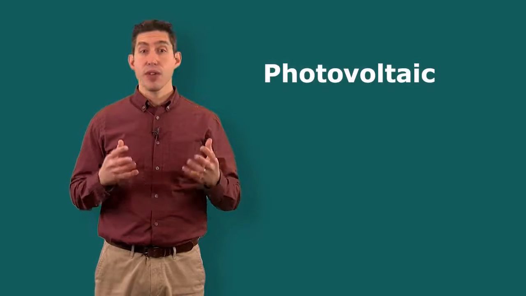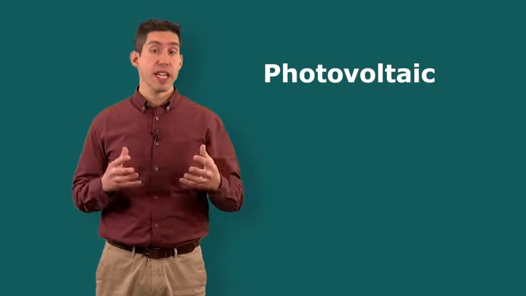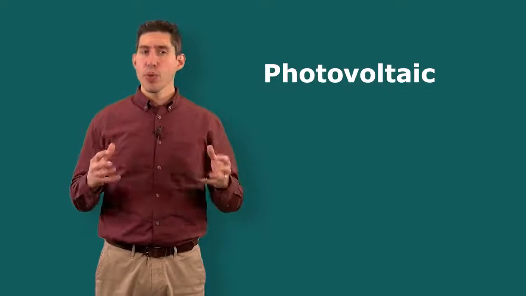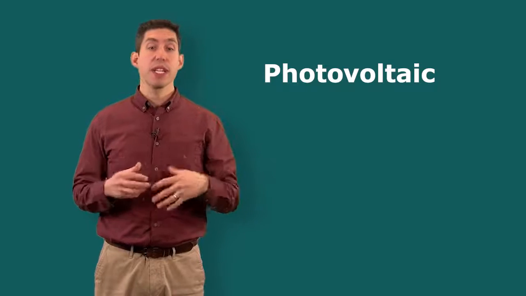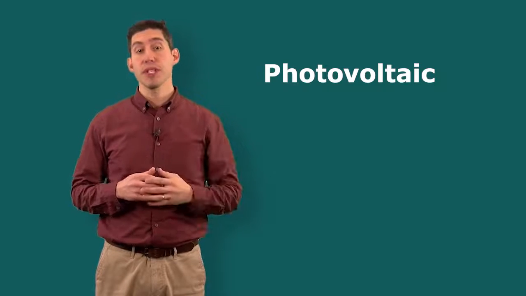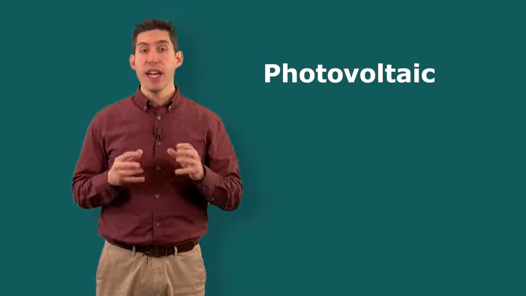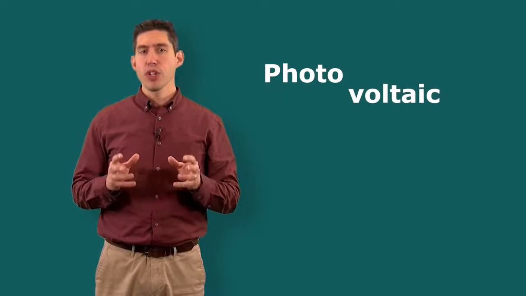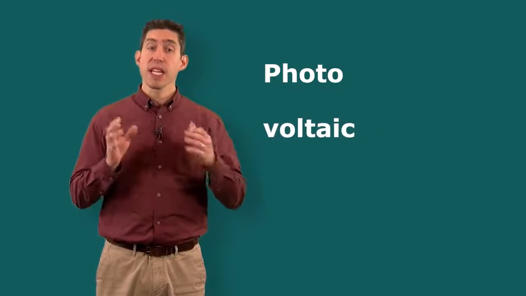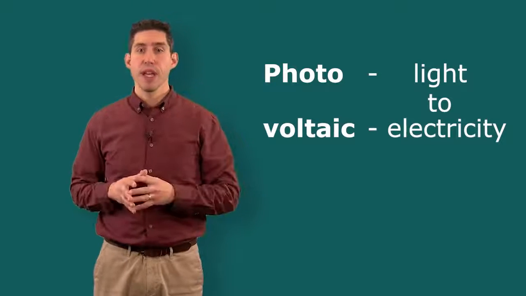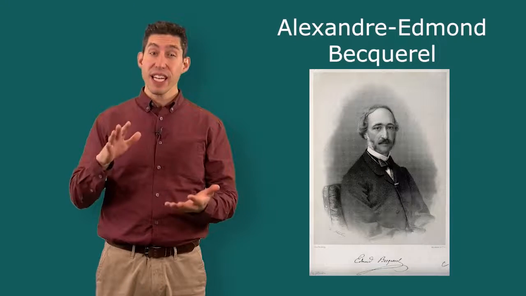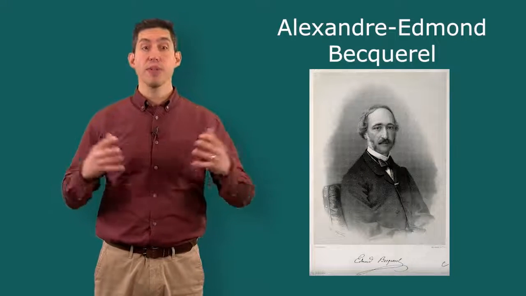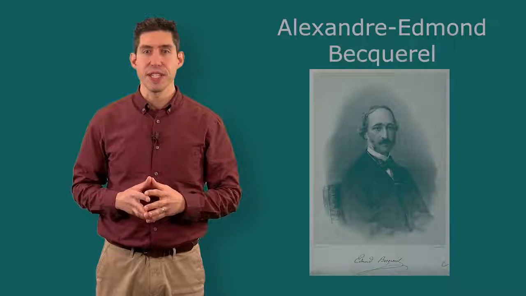Photovoltaics are the tool we're going to use to convert sunlight into electricity. The word photovoltaic comes from the Greek word photo, meaning light, and volta, named after Alessandro Volta, who was a pioneer in electrical energy and invented the electrical battery. So the word photovoltaic means light to electricity. The photovoltaic effect was first observed by Alexandre Becquerel in 1839, when he found that when light hit a piece of metal, electrons would begin to flow, thus making electricity.